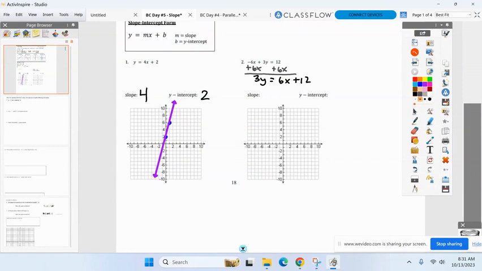All right, Lauren, now what do you want to do? Divide by 3 on each side. Yep. Okay, ready? Divide everything by 3. What's this going to end up being? 2x plus 4. Now you can tell me the slope and the y-intercept.